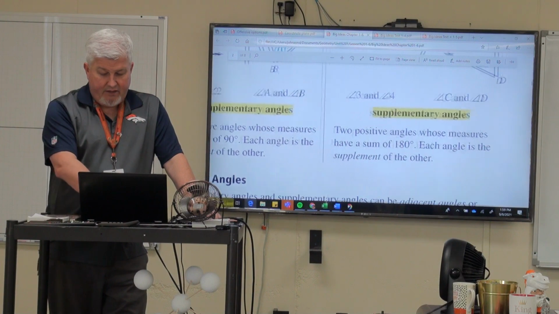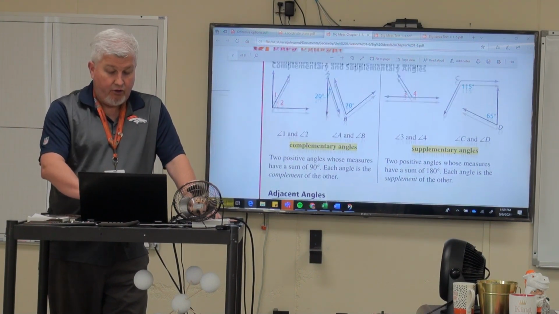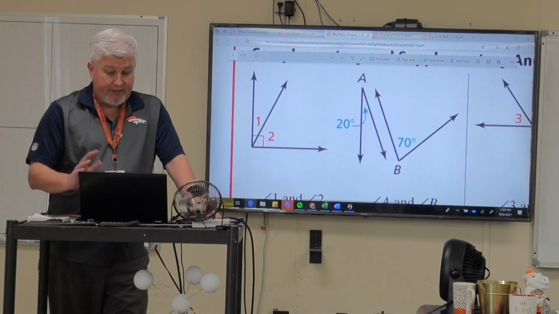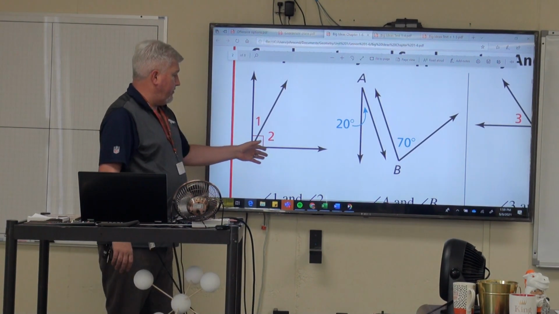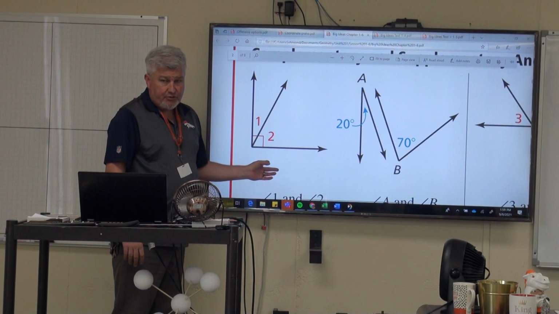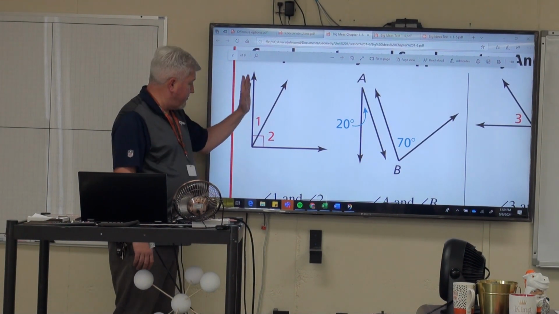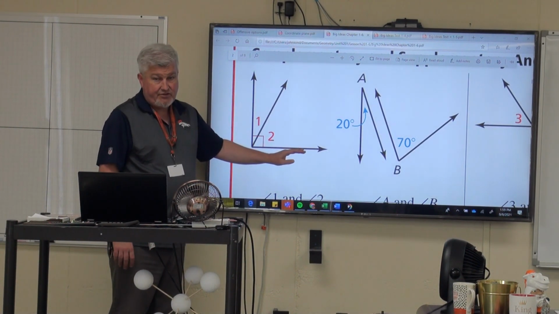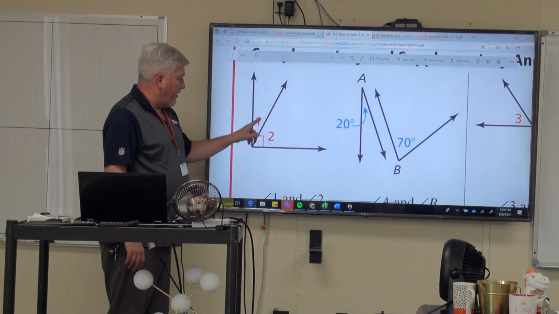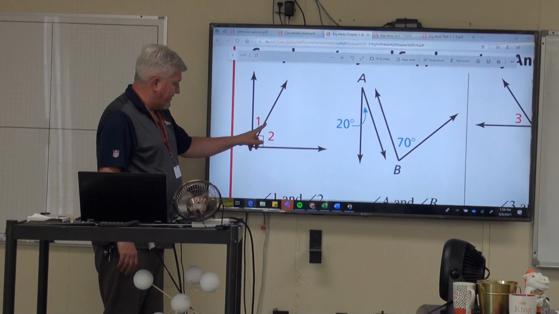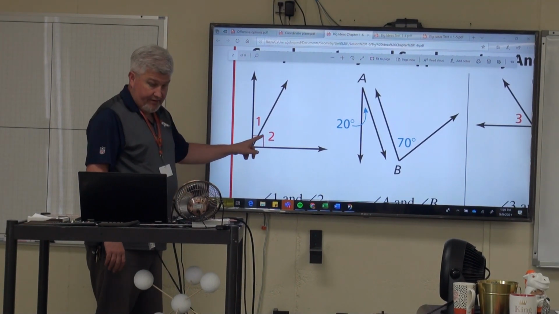Okay? The other one, oh, they show it. Now look here. You've got two different ways that can happen, right? You've got two different pairs of angles. So this pair is connected to each other. They're called adjacent angles because they're right next to each other. Adjacent means right next to or beside. So 1 and 2 are complementary because when they're added together, they form this 90-degree angle.